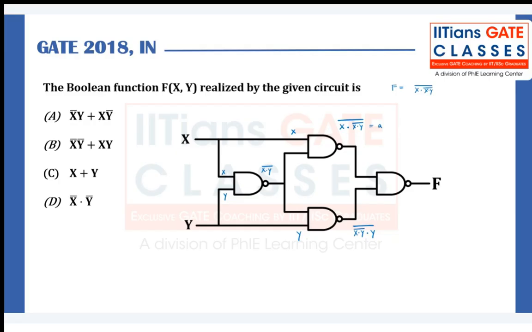So A is this one. Suppose this is your A and this is your B. So what is your F? F will be A dot B bar, where A is X dot Y bar and B is Y dot X dot Y bar, and then complete bar. This is what you got, Vignesh. This is what you got, right?